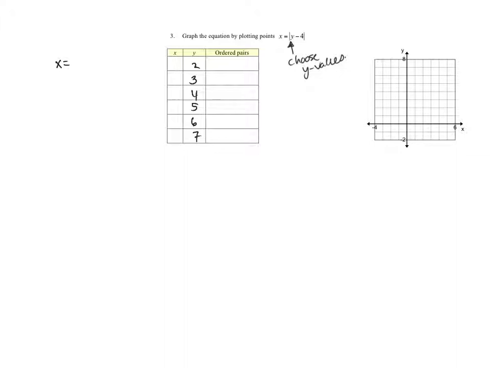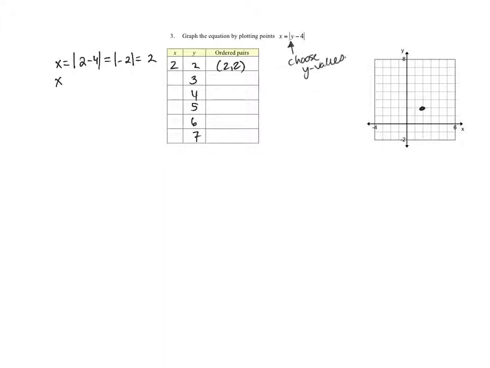So for this first one, I'm going to do x equals the absolute value of y, which I'm going to plug in as 2 minus 4. And that would be the absolute value of negative 2, and absolute value is the distance from 0, so that has a value of 2. So there's my first ordered pair, 2, 2.